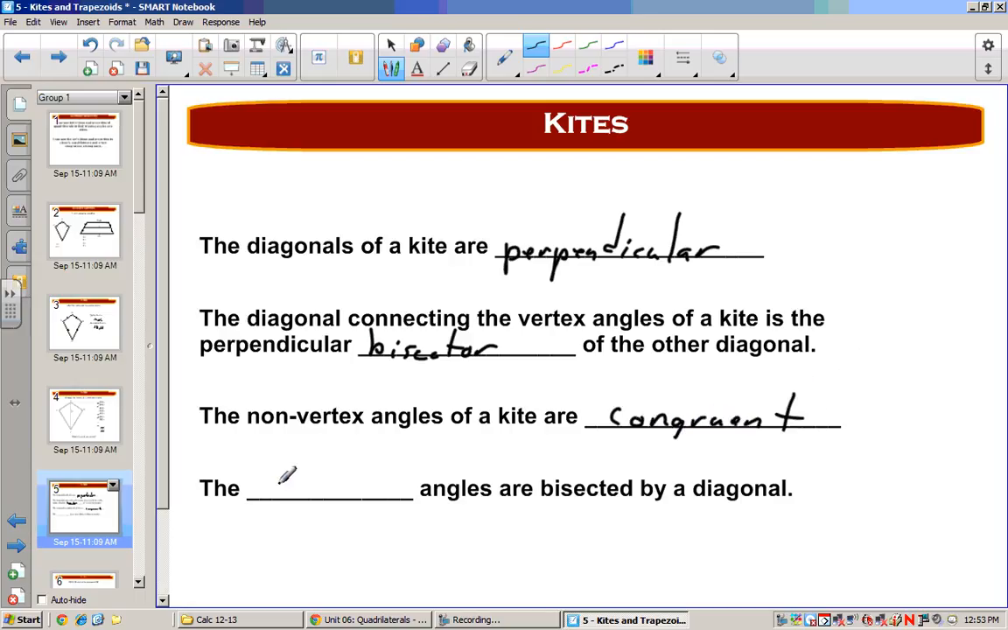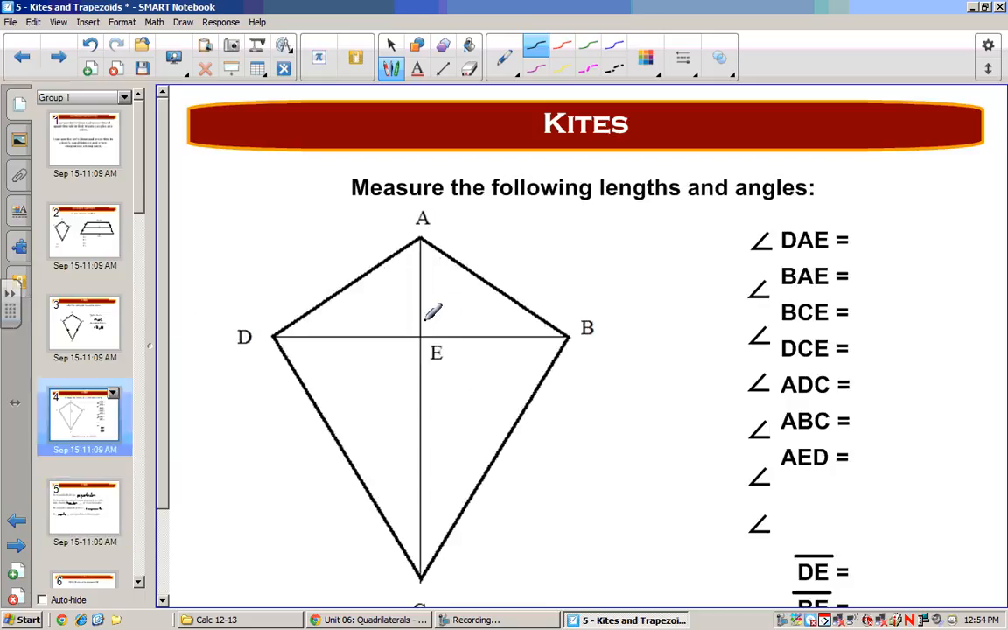And the vertex angles are bisected by a diagonal. So I'll just go back to this previous one and show you what that all means. Now, the diagonals are perpendicular. That means they cross at 90 degrees. The fact that they're a perpendicular bisector, that means these two are congruent.